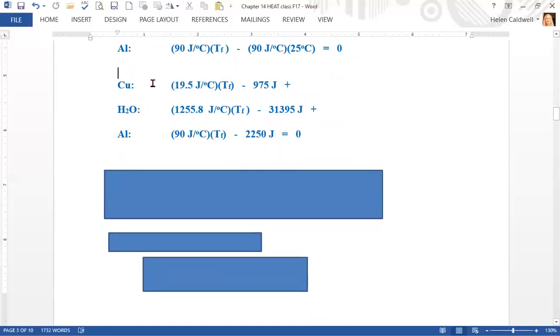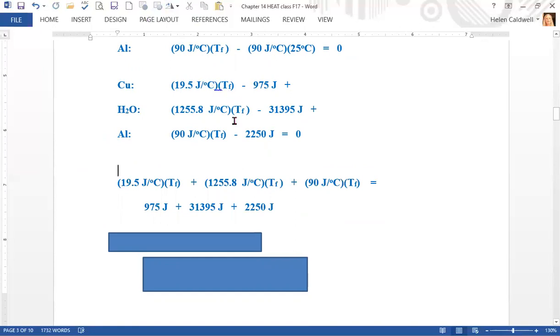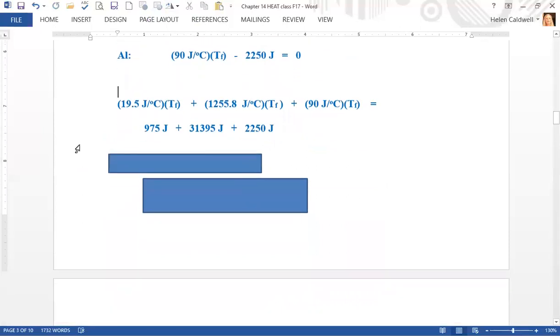So now what? We can leave all the TFs on one side and take all those negative terms and add them to the other side. So the terms with TFs stay where they are. But the terms that were negative, the minus 975, the minus 31,395, and then minus 2,250, I add those to both sides so they disappear on the left and show up on the right as positive numbers. So on the right side, we'll take the 975 plus the 31,395 plus 2,250 and add all those up to make a single term.